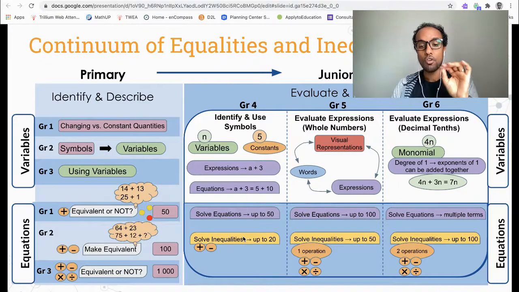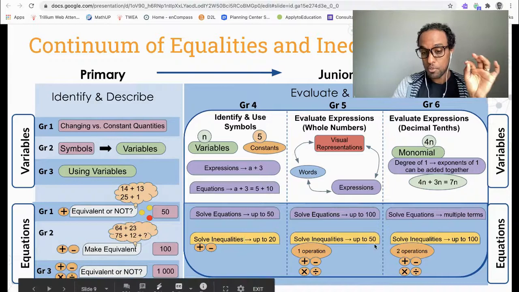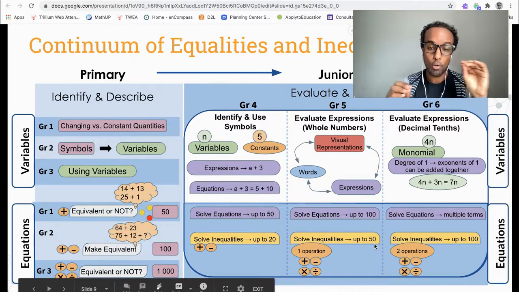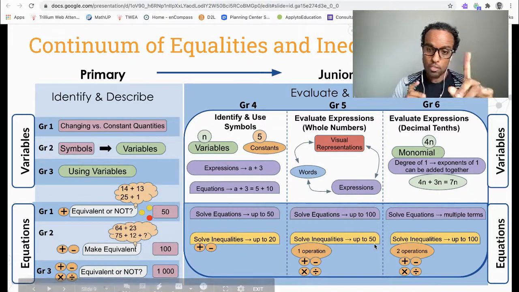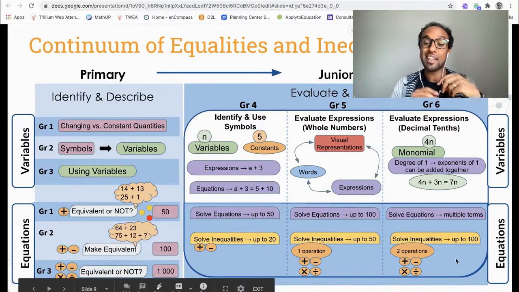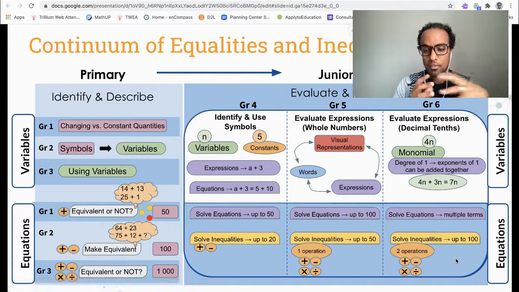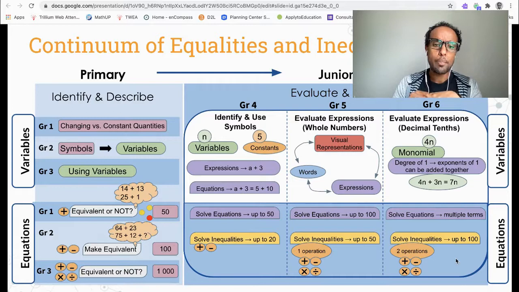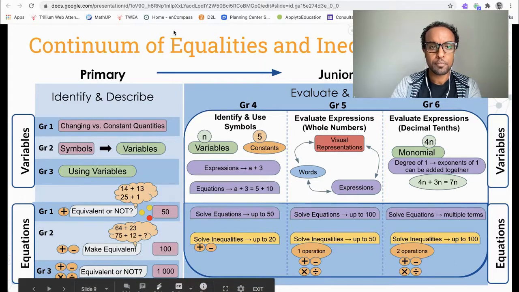In grade 5, they're solving inequalities up to numbers 50, but they're dealing with one operation, but it can be addition, subtraction, multiplication, division. And then in grade 6, they're solving inequalities that can have up to 2 operations, up to the number 100, and they can have all 4 operations. So this is kind of a big picture overview of the continuum of algebra that we're looking at for topic 10. So I'm going to just jump back to the LRP site.